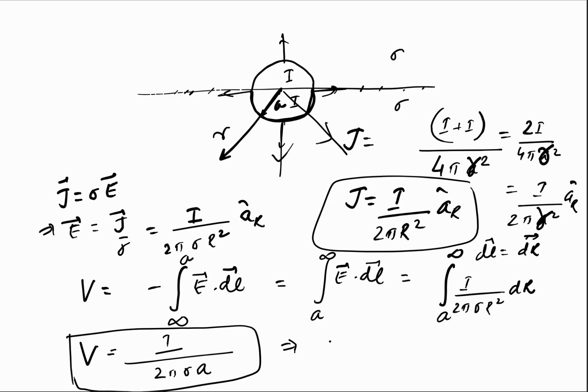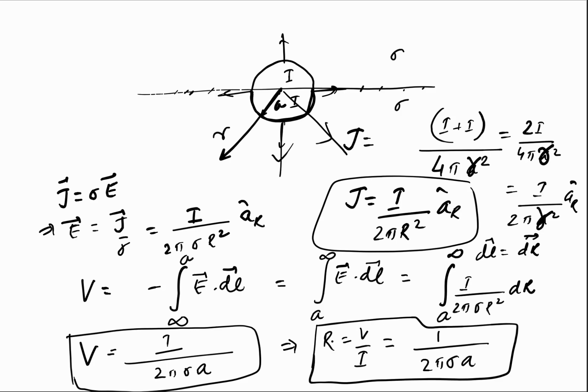So resistance will be R is equal to V by I is equal to 1 by 2 pi sigma A. In this way we have found the resistance of a hemispherical ground electrode. Of course, in a practical scenario the electrode is not a hemispherical one, it is a vertical rod which is buried in the soil, but we have got some sense or idea how to go ahead with the calculations.